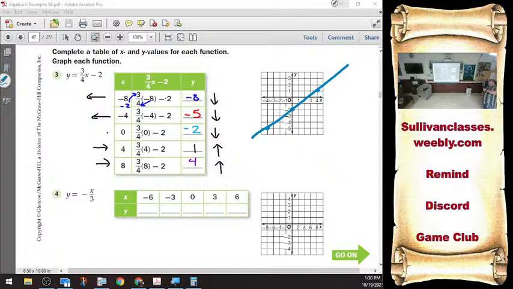You got it done? Plot your points on there, and then you go. So it's this divided by 3. Yep. Watch your signs on these. Pay attention to how many negatives.